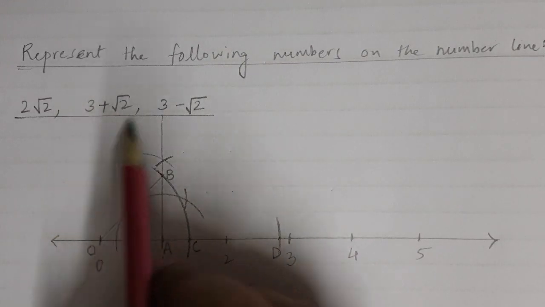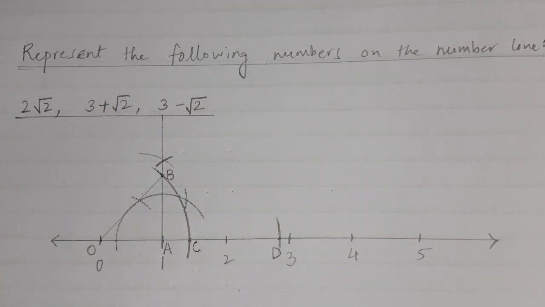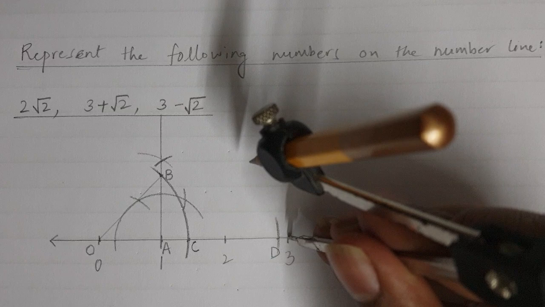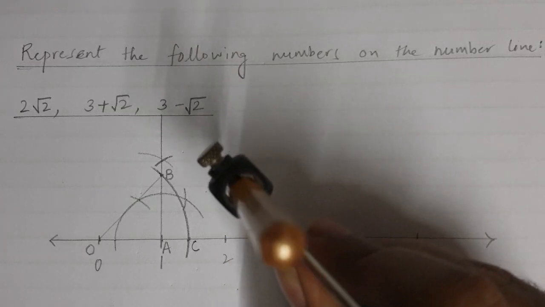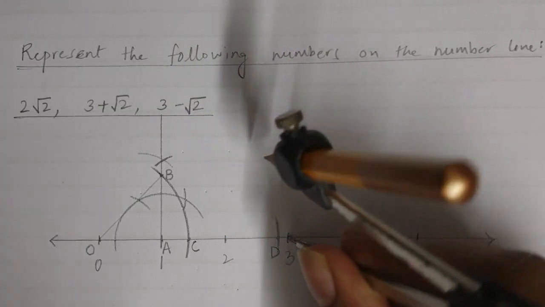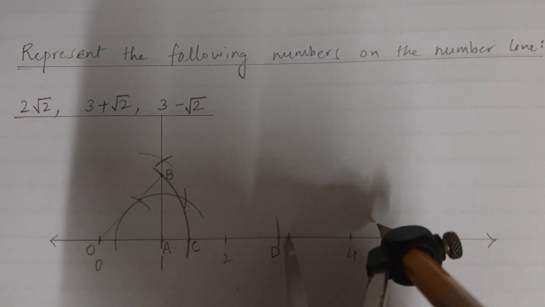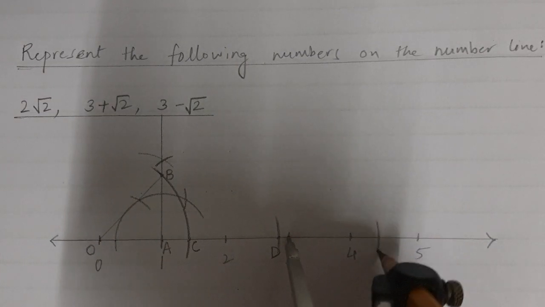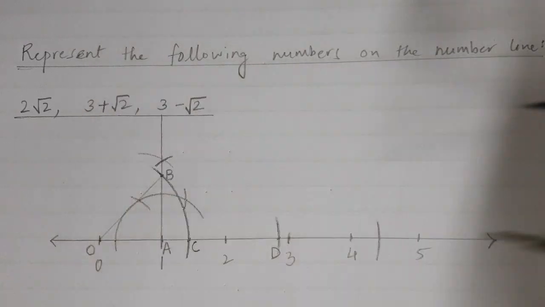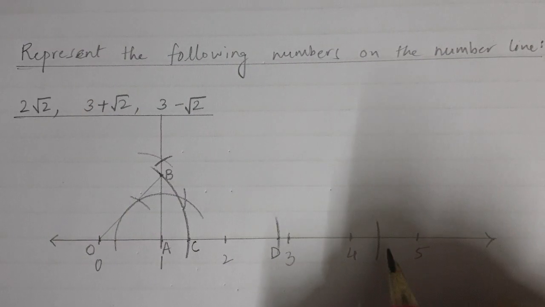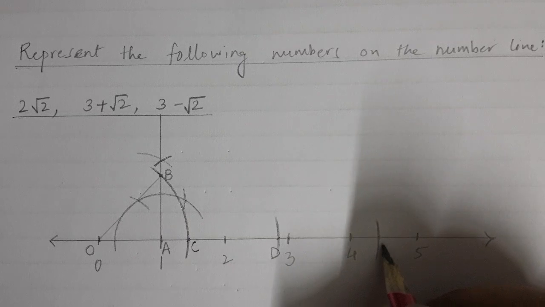Now let's say for the next number, 3 plus root 2, I will take my compass centered at the point wherever it is 3. So this is the center at point 3. My radius is already root 2 units and I will construct an arc on the right side of the number line, and it cuts the number line at this point. Let's say this is point E.